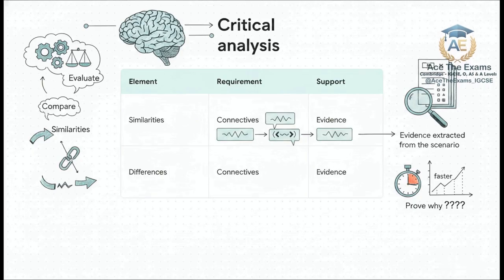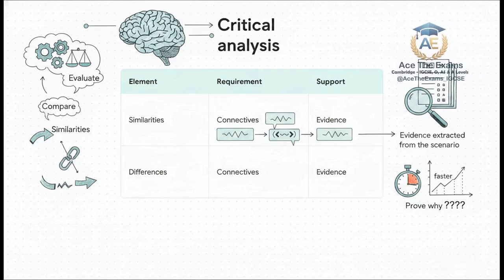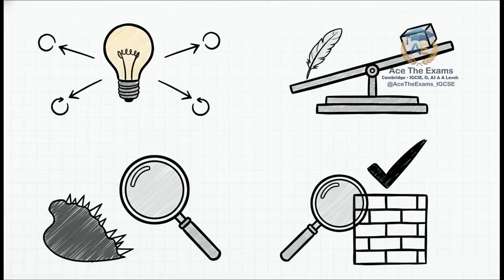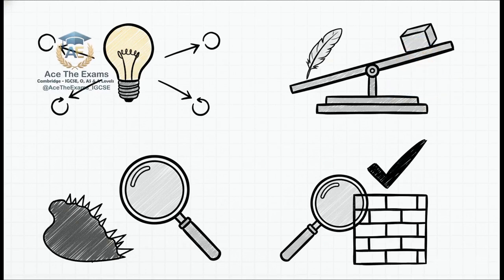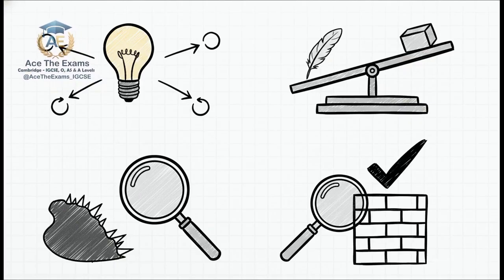You cannot just broadly say one validation method is faster than another. You must prove why it is faster based on the specific data structure and the specific context provided in the prompt. To make sure your critical analysis is completely bulletproof, I want you to use this evaluative thinking checklist. Memorize this. This is exactly what separates the top-scoring candidates from the rest of the pack. First, consider multiple solutions. Don't just stubbornly settle for the very first validation method that pops into your head. Second, analyze the trade-offs.